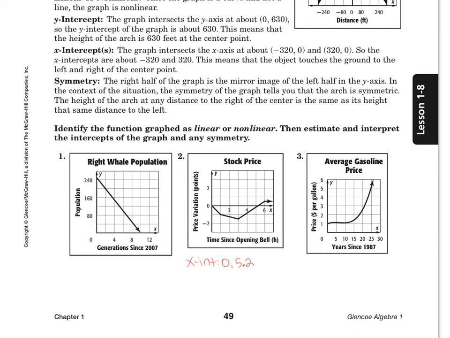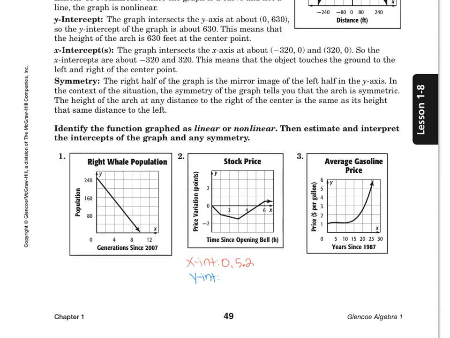Now, to interpret this, we need to know what the x-axis represents. Since the x-axis represents time since opening bell, this means that for price variation, it's 0 at what times? At time 0, so at the start, and then after 5.2 hours. So the x-axis is where the y-value is 0. So when price variation is 0, that happens at the start and after 5.2 hours.